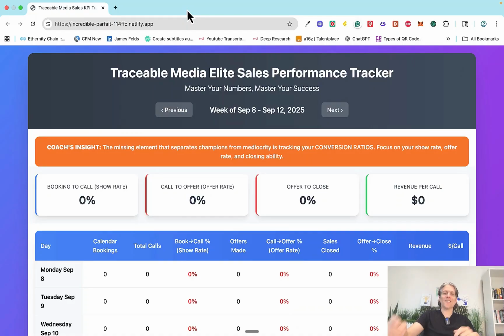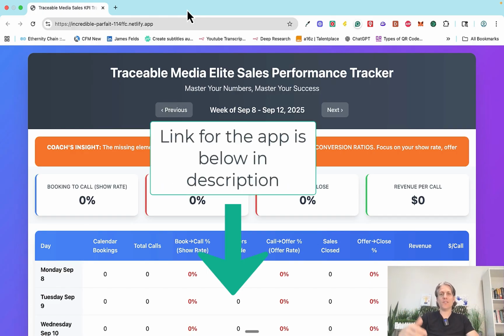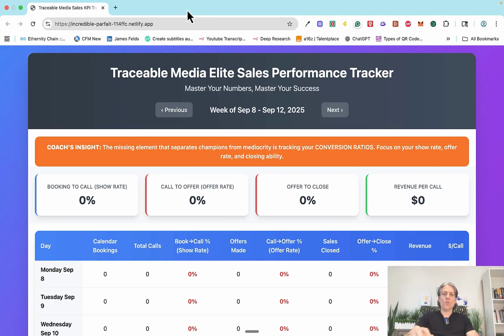All right, so here it is. Here's a tool I wish I had when I was trying to get 10, 20K months, even 30K months. Kind of was flying blind. Whether you're an agency owner, trying to track your performance, a closer, or just trying to get better, this breaks down everything you need to know.